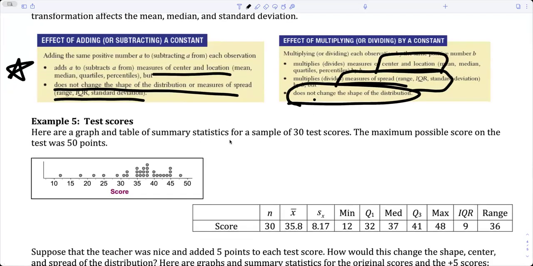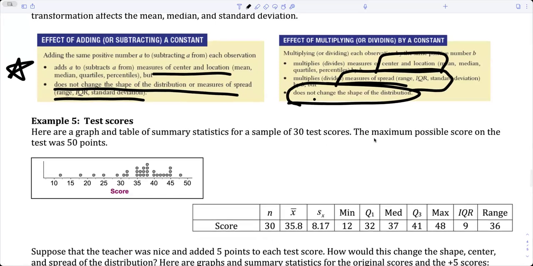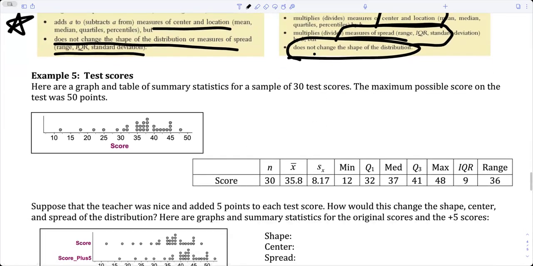Here's a graph and a table of summary statistics for a sample of 30 test scores. The maximum possible score on the test was 50 points. Okay, so here's my distribution. What's the shape of the distribution? Probably less skewed, right? That's what we want. We want a left skewed distribution on test scores, not a right skewed distribution, right?